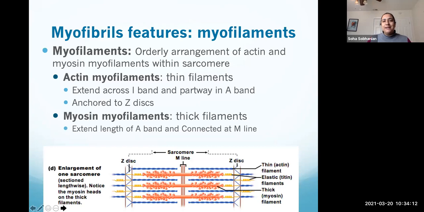All right, so myofilament, we already talked about it, but just going over this slide quickly. You have actin filaments, which are the small ones. They extend from the I band and go all the way to the A band. And you don't need to know that it is anchored in the Z disc. It's extra information. Myosin filaments, known as your thick filaments, extend the length of the A band, and they're connected to the M line. Again, you don't need to know the connection to the M line since I didn't discuss that with you. You can ignore that piece.